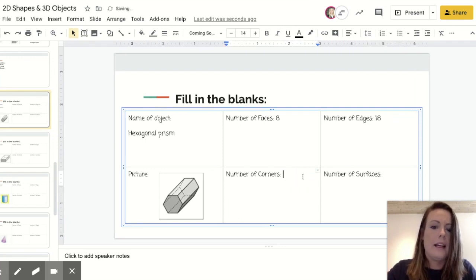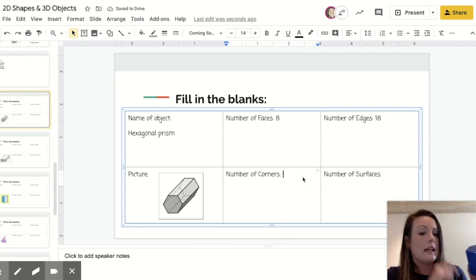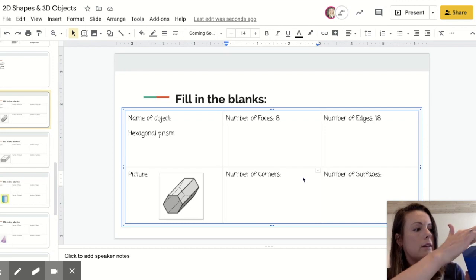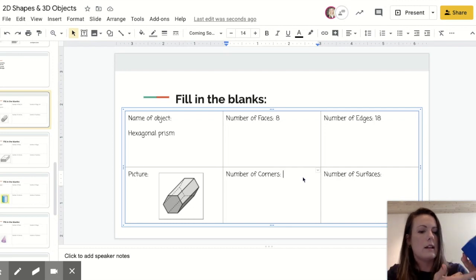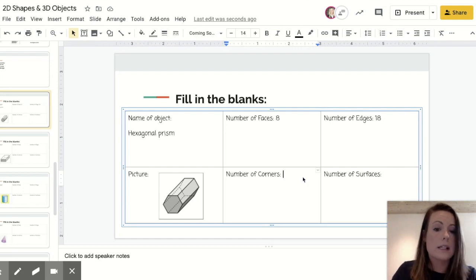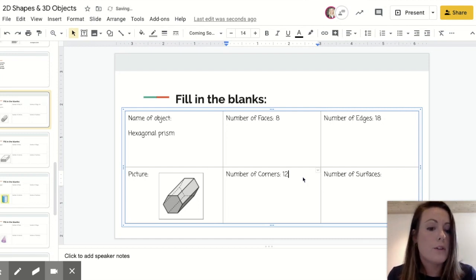All right, number of corners. So different than the edges, I'm actually looking for those points. It's where 2 edges come together. So I've got 1, 2, 3, 4, 5, 6. Flip it over. 1, 2, 3, 4, 5, 6. So I know 6 plus 6 is 12. So I have 12 corners on my hexagonal prism.